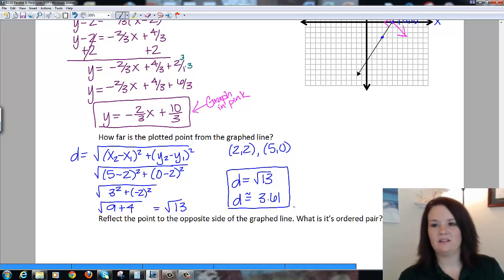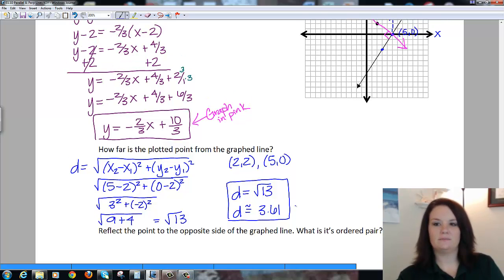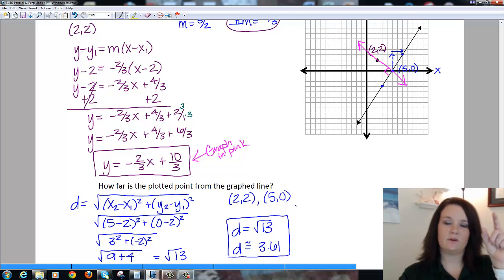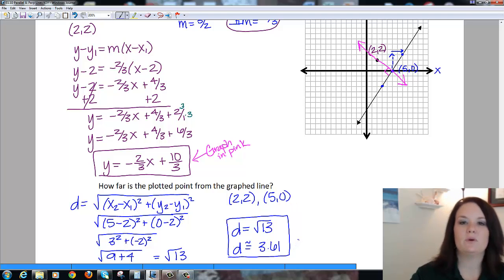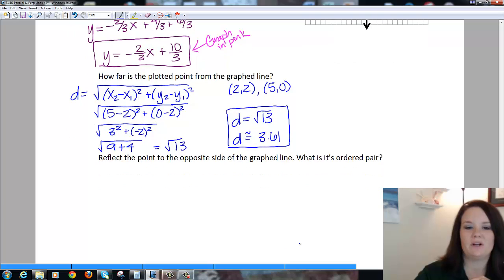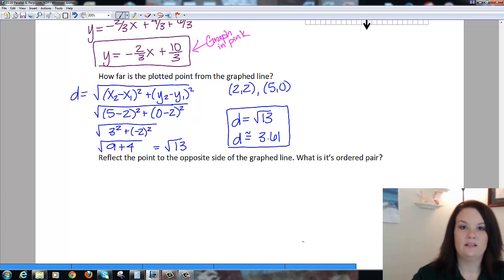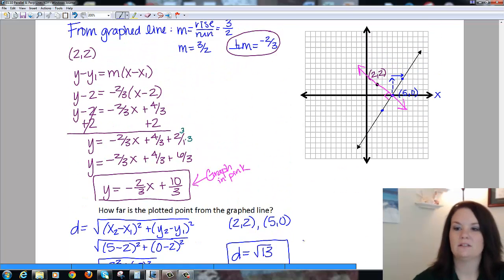So we know that our line that's graphed here is perpendicular, and the distance from that point to the center point of this line over here that's in blue is a distance of 3.61. Now the last part says reflect the point to the opposite side of the graphed line. What is its ordered pair? So we're taking this plotted point. I'm going to go ahead and erase some of this so that it's a little bit easier to see.